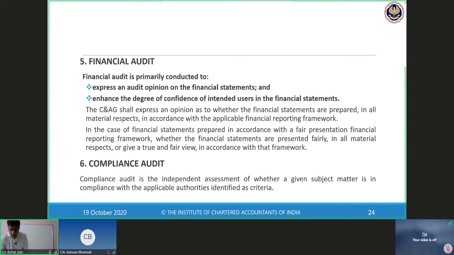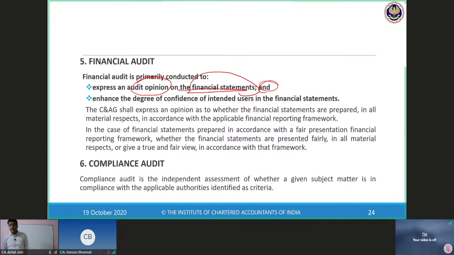Now quickly on to this financial audit. Now what is financial audit? It is performed to express opinion on the financial statements. This will require opinion on the financial statements and enhance the degree of confidence of intended users in the financial statements. Automatically, once the financial statements are audited, the reliance which can be placed on the financial statements will be improved.